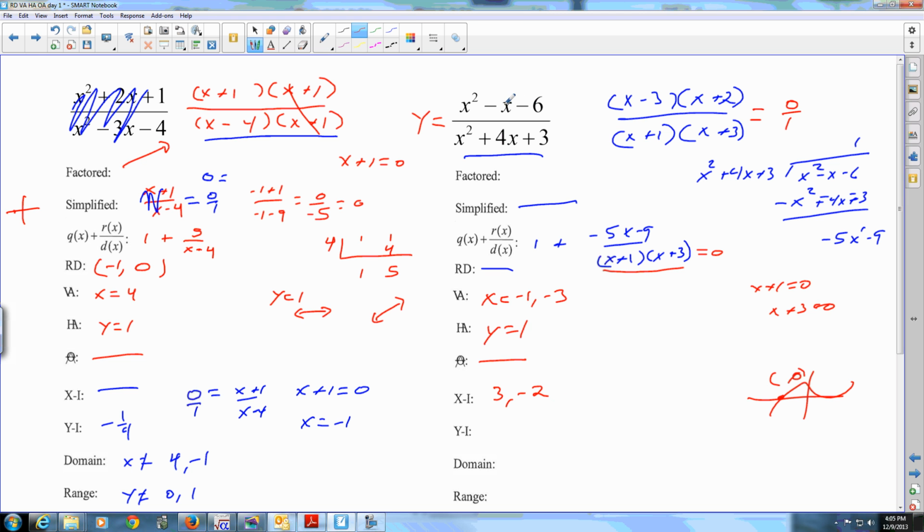Y-intercept, let x be 0. So all this goes away, and you get negative 2. Domain, x cannot be, in this case, your two vertical asymptotes. Negative 1, negative 3. Y cannot be 1, because that's your horizontal asymptote. Okay, so that should do it.